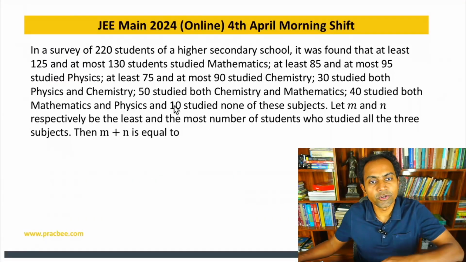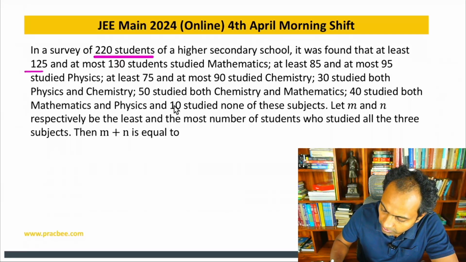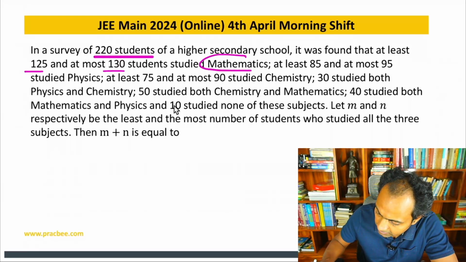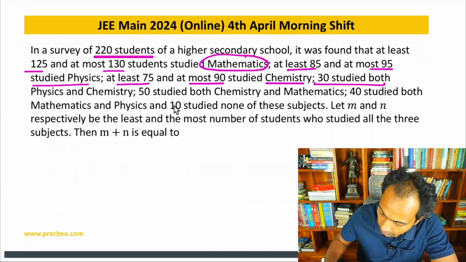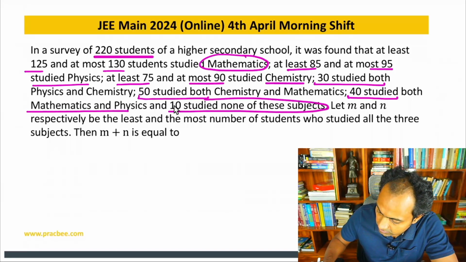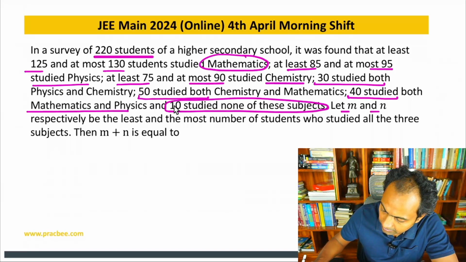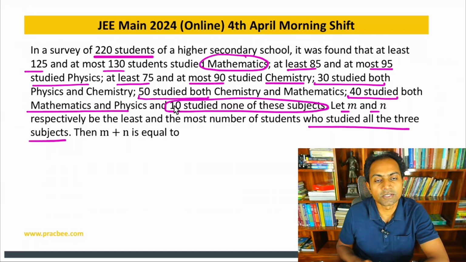Now let us look into this 2024 question. It says that in a survey of 210 students, it was found that at least 125 and at most 135 studied mathematics, at least 85 and at most 95 studied physics, at least 75 and at most 90 studied chemistry, 30 studied both, 50 studied both chemistry and mathematics, 40 studied both mathematics and physics, and 10 studied none of the subjects. Then find M and N, which are nothing but the least and the most number of students who have studied all the three subjects. This is what we need to solve.